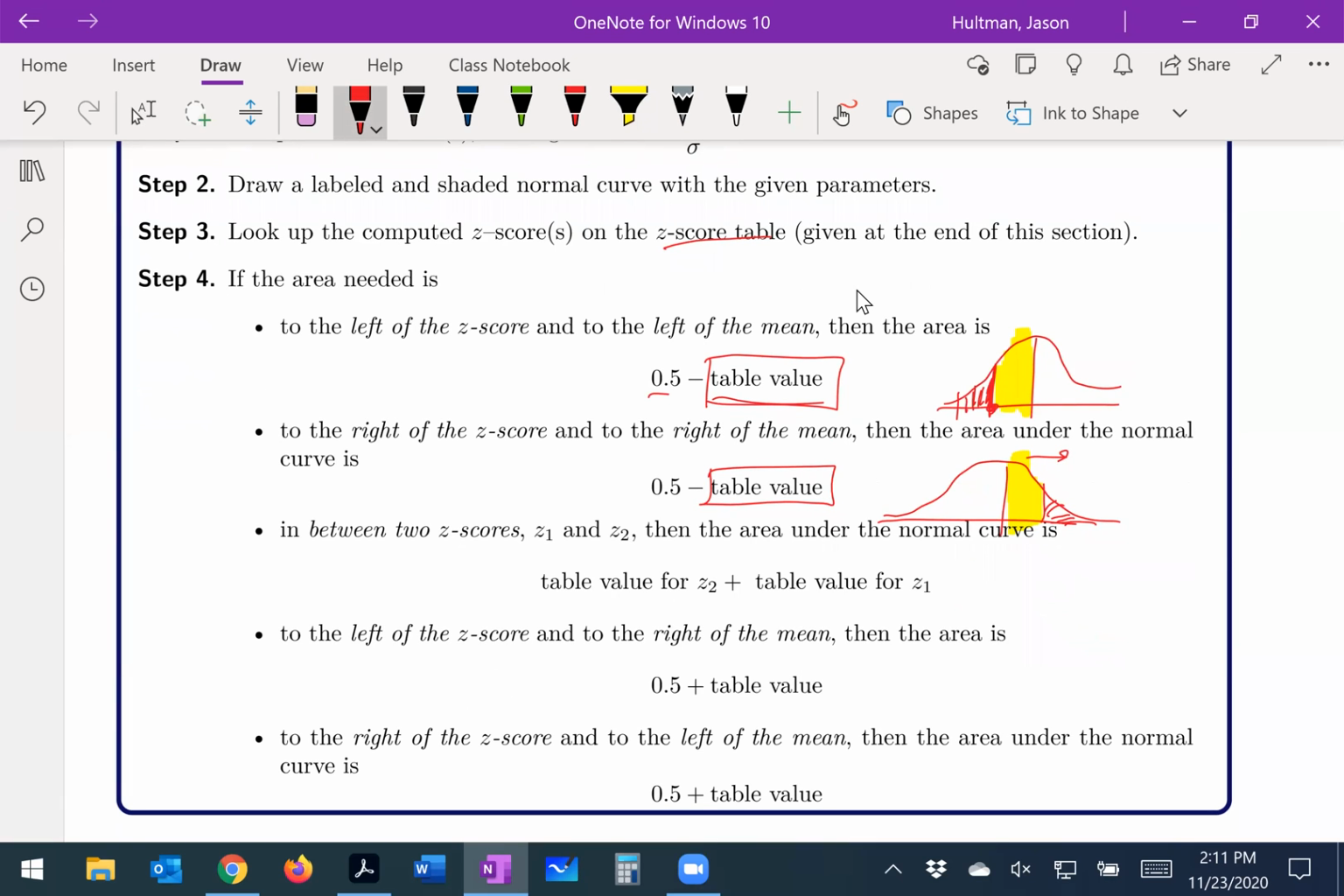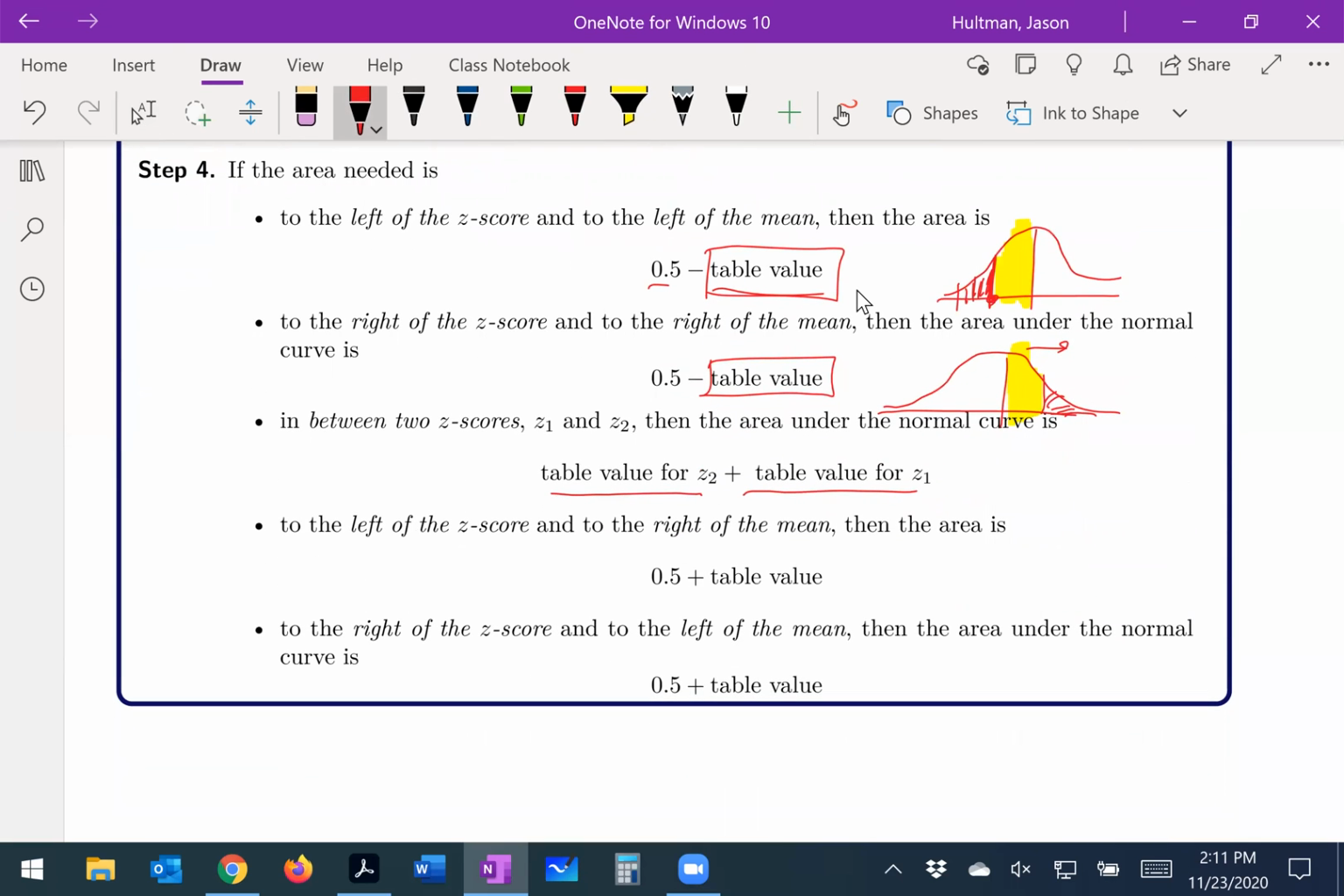In between two z-scores, z1 and z2, find the table value for z2 plus the table value for z1 and add them together. So that would be between two scores. Say we want them between here and here. I get a table value here, a table value here, and then I add them together.